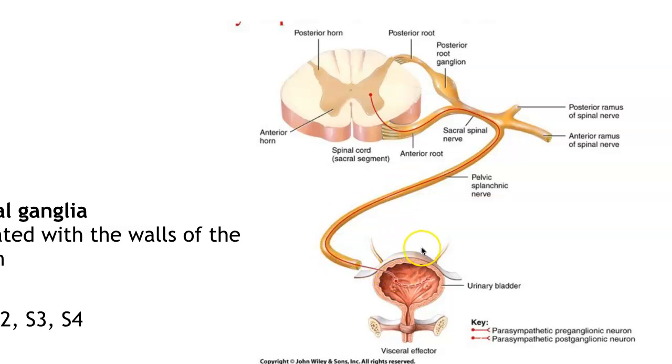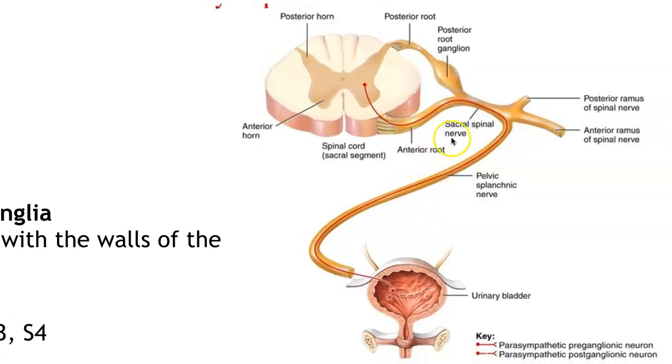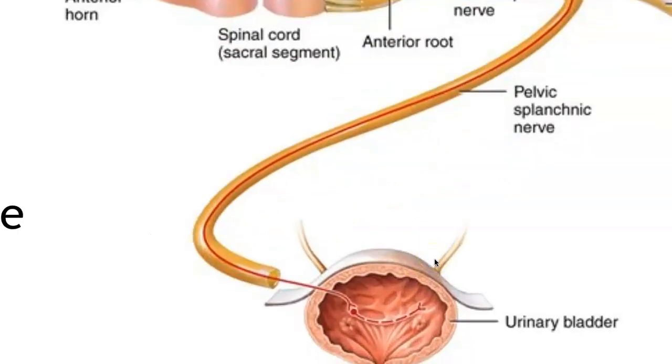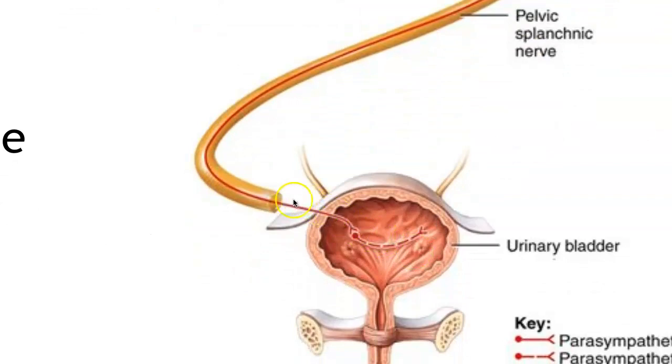Here we're showing you the bladder. Let me get that closer so you can see it. So this is all preganglionic axon. Finally, it gets to its target organ. Here we're showing you the bladder.